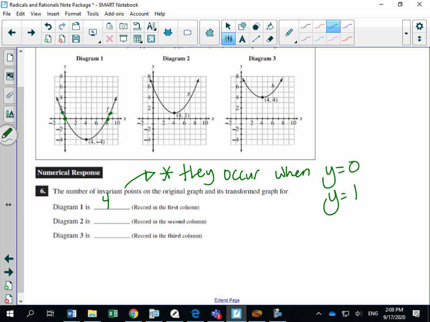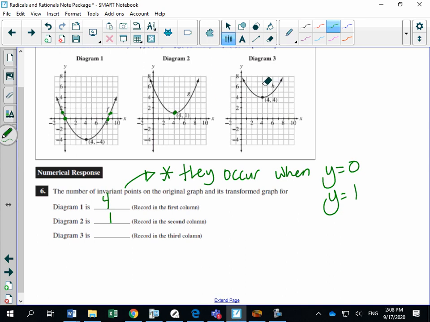If you go to the next diagram, diagram 2, put a dot on the original graph where y is equal to 0 or where y is equal to 1. So here's 0, nothing at 0. Here's y is 1. There's an invariant point right here. So that will be a point on the original graph and on the transformed graph. And that is going to be diagram 2 has 1 invariant point.